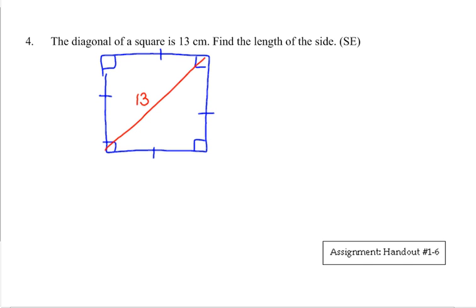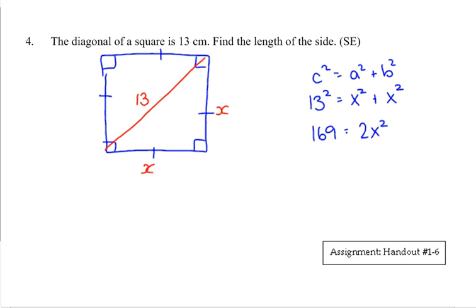So what do we know about those two sides? The same. So what are we going to call them both? Choose a letter. A or X? Let's make them both X because they're the same. So we have our formula: C squared equals A squared plus B squared. Who's C? 13. So 13 squared equals X squared plus X squared. What's X squared plus X squared? 2X squared. So 169 equals 2X squared. Now what?